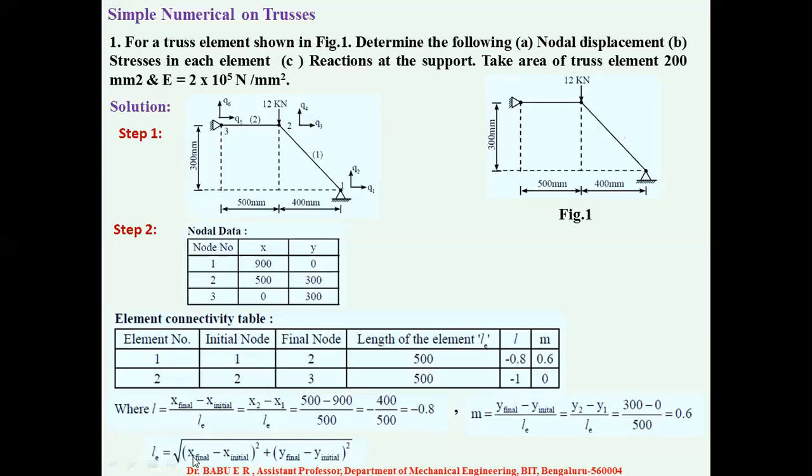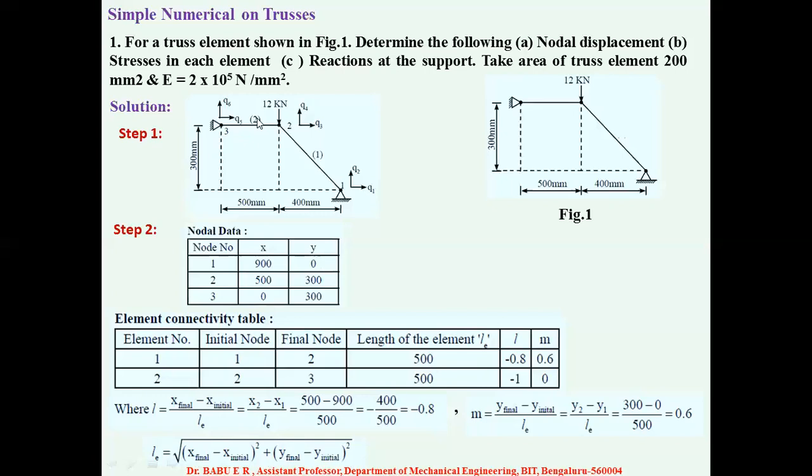Here, the initial node for element 1 is 1, and the final node for element 1 is 2. So x of final means it becomes x2 minus x1 whole square plus y2 minus y1 whole square. Now you know the value of x2, which is 500. x1 is 900. So 500 minus 900 whole square plus y2 minus y1, that is 300 minus 0 whole square. From this we'll get the length of the element as 500 mm.